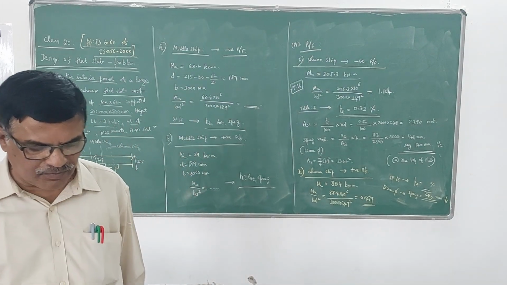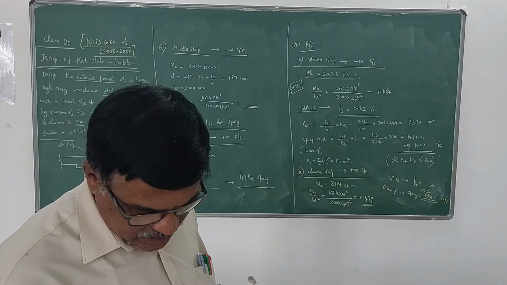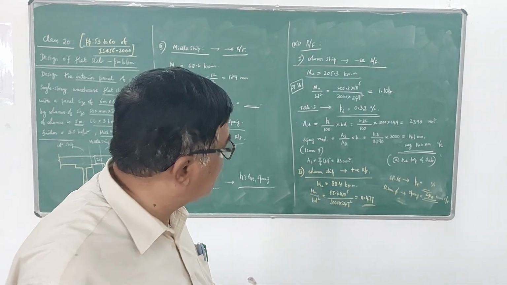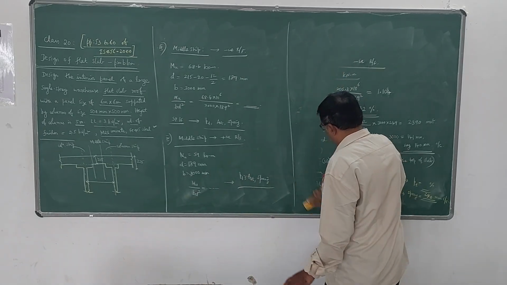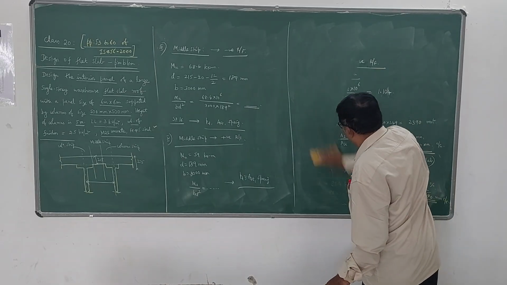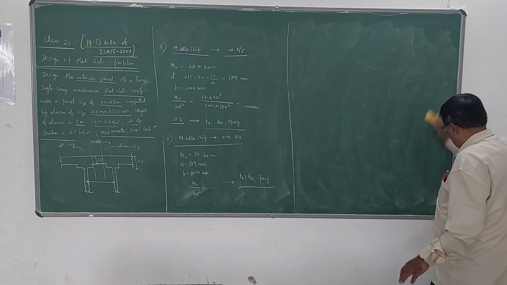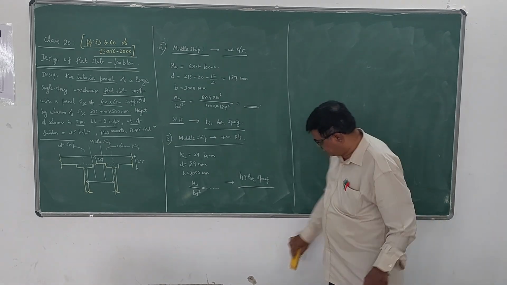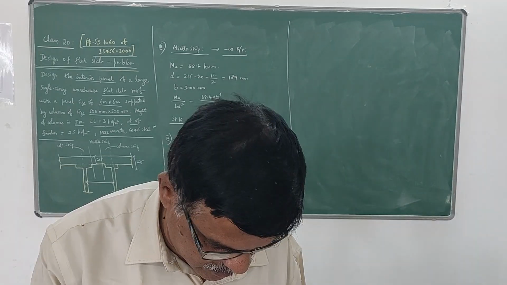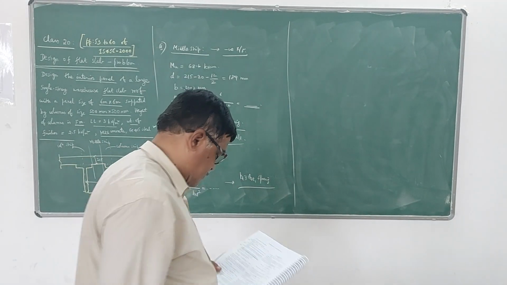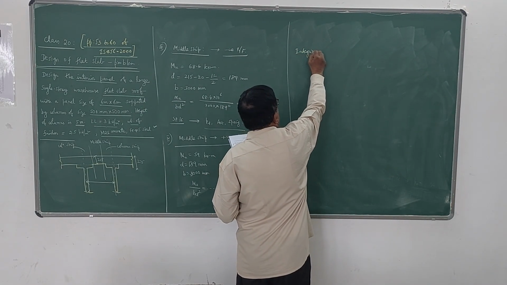So there are 4 types of reinforcements we are going to calculate, and one more, the last, integrity reinforcement is also provided. I will tell you what that integrity reinforcement is. For that there is a simple formula. Only in case of flat slab we provide that integrity reinforcement.